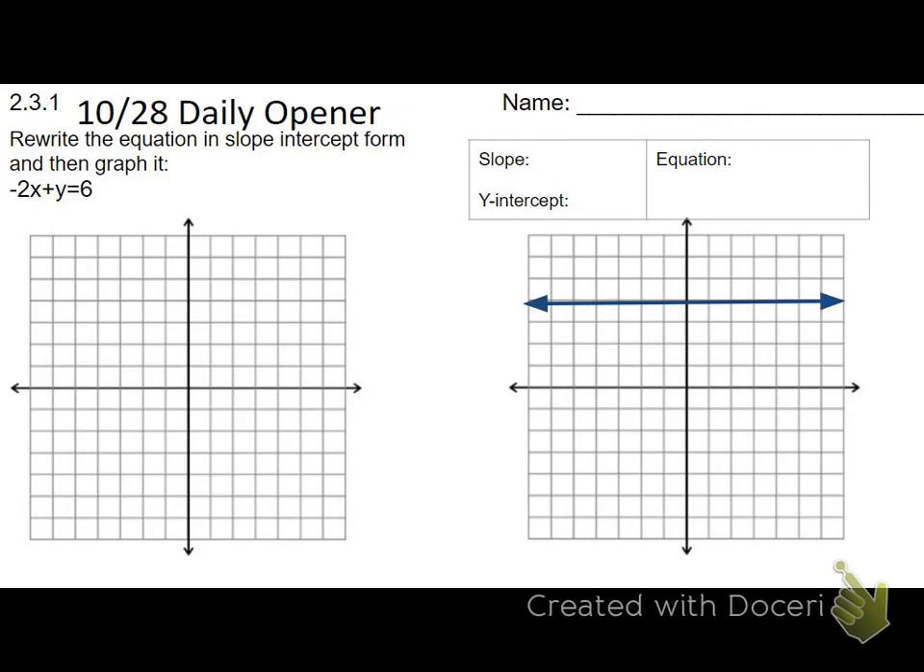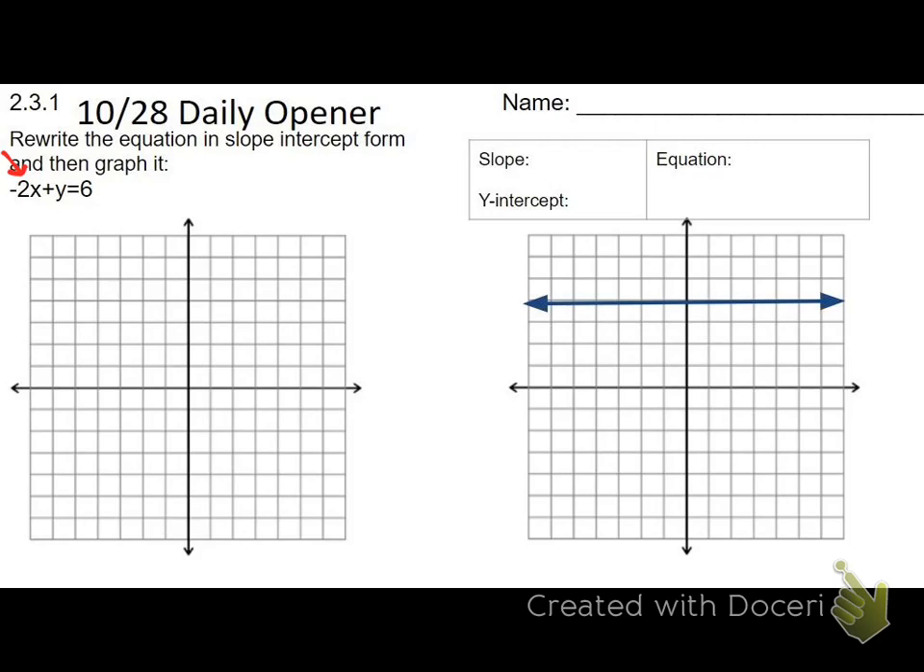So the first problem says, rewrite the equation in slope-intercept form and then graph it. You guys are pros at slope-intercept form. What is the equation for slope-intercept form at this point? Okay, so y equals mx plus b. If y equals mx plus b, what am I going to have to do to this equation to get it in that format? Plus negative 2.